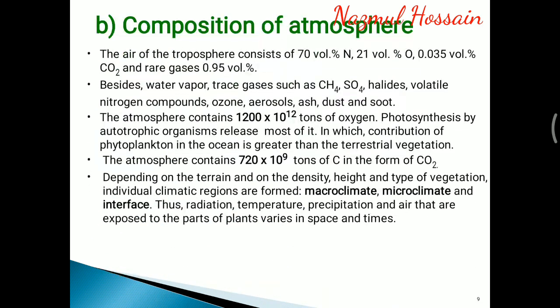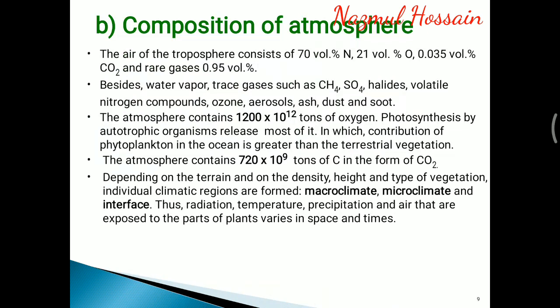Now, the composition of the atmosphere. The air of the troposphere consists of 70% nitrogen, 21% oxygen, 0.035% carbon dioxide, and other rare gases 0.95%. Besides water vapor, trace gases such as methane, sulfate, halides, volatile nitrogen compounds, ozone, aerosols, ash, dust, and soot are also present.